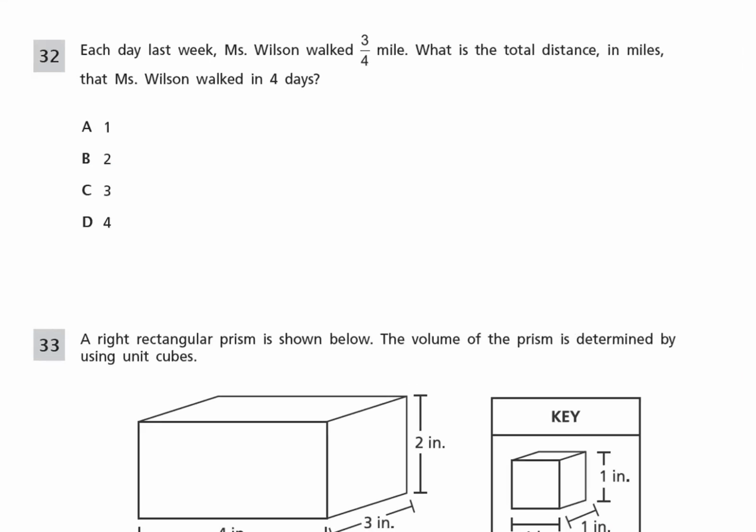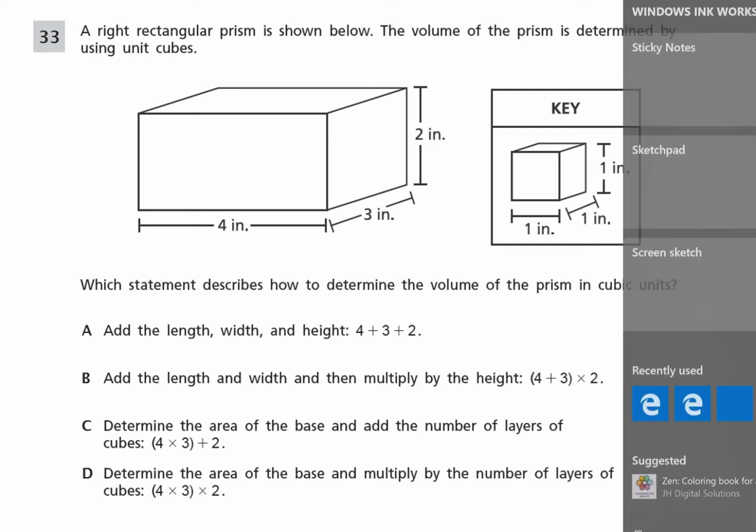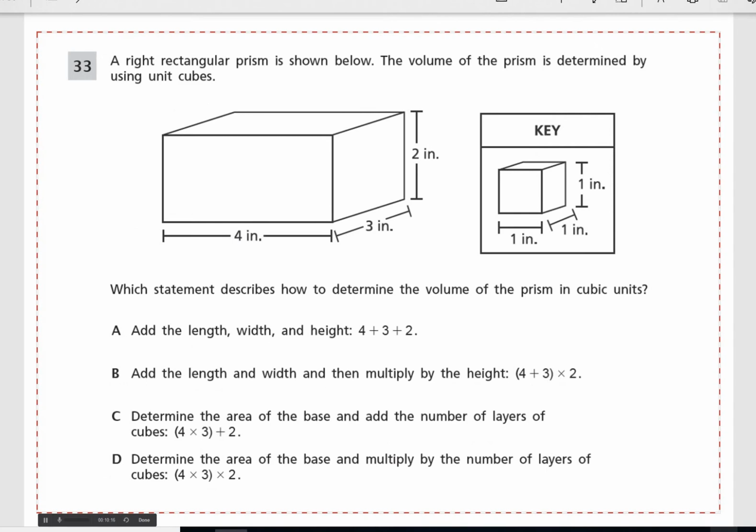So a right rectangular prism is shown below. The volume of the prism is determined by the unit. So how do we find the volume? By multiplying. Let's check. Look at the answers. There's only one answer that has all of them multiplied, so you don't even have to do the work. It's D, because when we do volume, we don't add, right? There's no add. So it's done, and that's it.